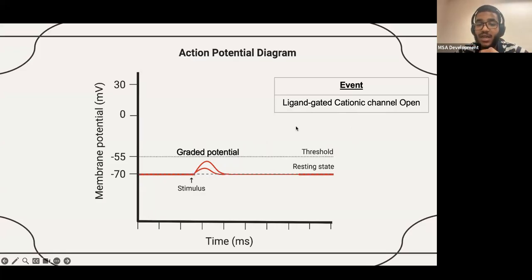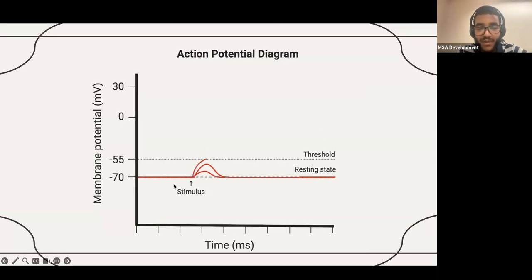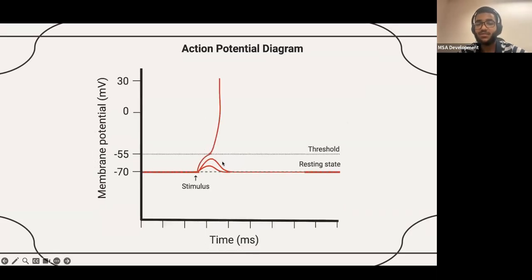And it happens due to ligand-gated cationic channels opening. Cationic is not specific to anything, so any cation can enter. Now, if a threshold wasn't reached, then there's no action potential, it just dies down. If the threshold was reached, then you'll have an action potential, and this is the depolarization state.